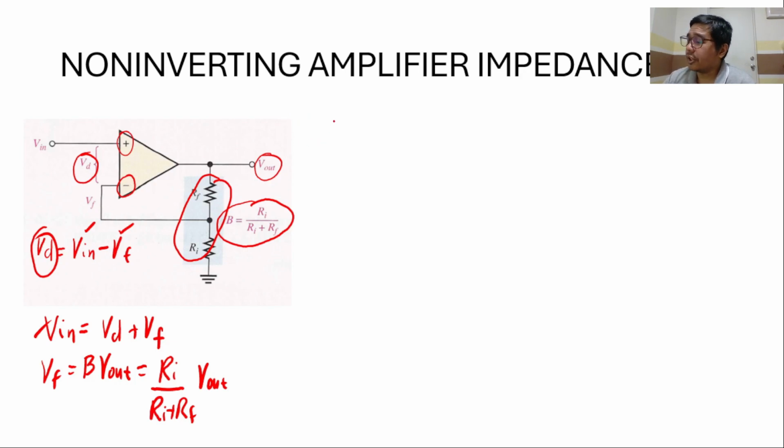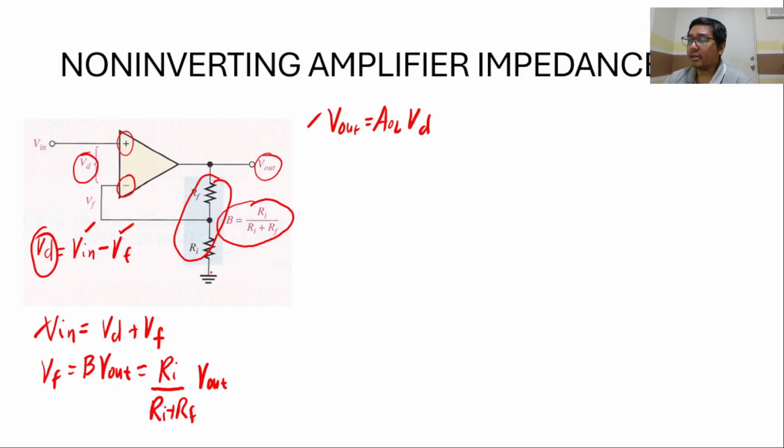The output voltage V out can be written as AOL times V sub D, because V sub D is the one that's being amplified. If we multiply that by the open loop voltage gain, we will get the output. We have input times gain equals output.